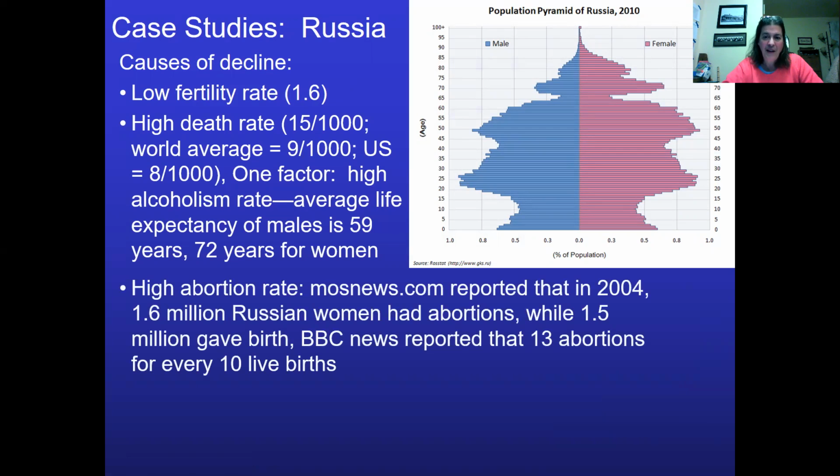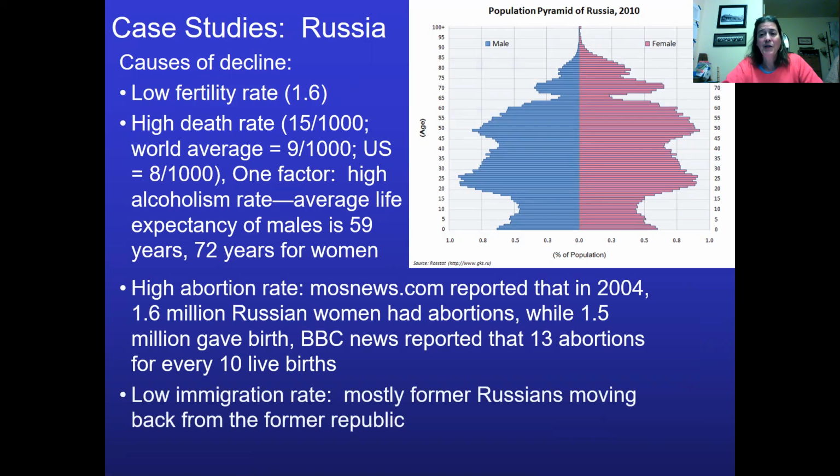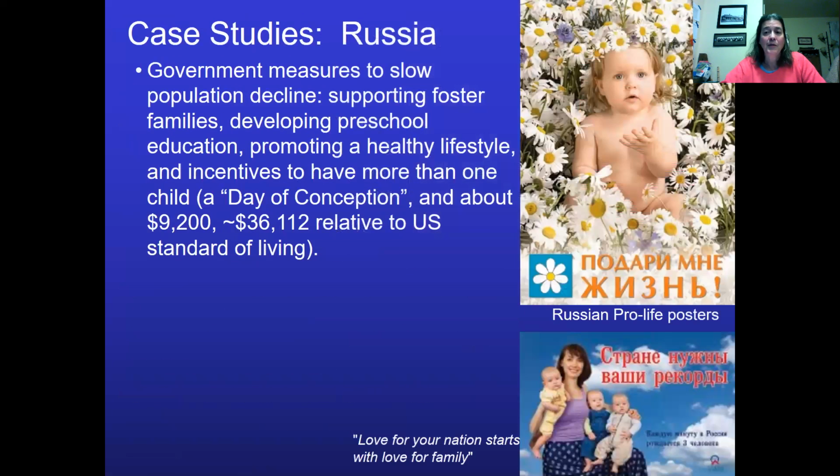And on top of that, they have a high abortion rate. This data is a little bit out of date, but that's quite high for an abortion rate. And then at the same time, people aren't moving to Russia. So they don't have much in the way of immigration to make up for the loss of their native born population. So what's Russia trying to do?